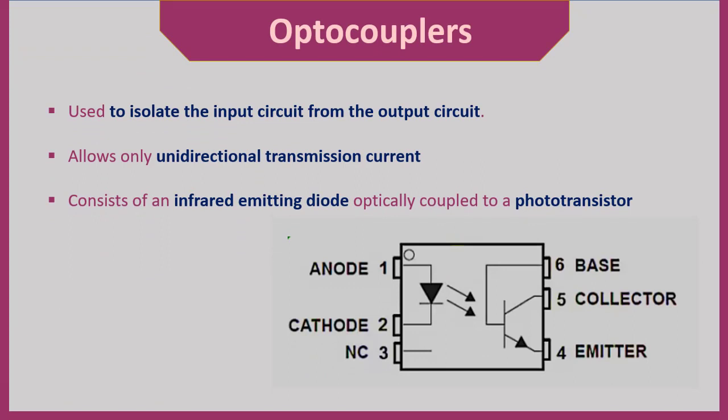Optocouplers in our circuit are used to isolate the input circuit from the output circuit. The optocoupler consists of an infrared emitting diode and a phototransistor. The phototransistor is optically coupled with the diode. So when the diode is on, then the BJT will be on. If the diode is off, the BJT will act as an open switch. So when the current from the opposite side comes, the BJT will act as an open switch and no current flows through the optocoupler.